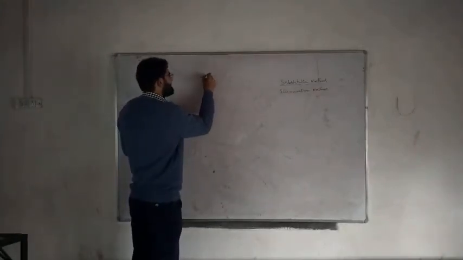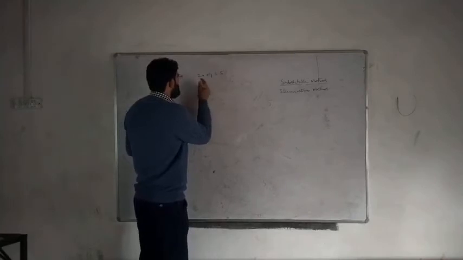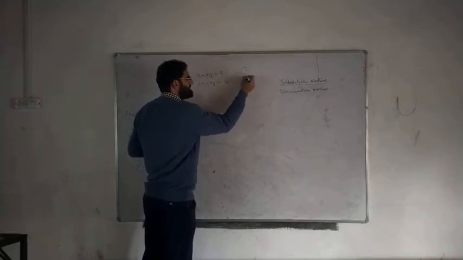2x plus y is equal to 5. Second equation is 3x plus 2y is equal to 8. This is our first equation and this is our second equation.